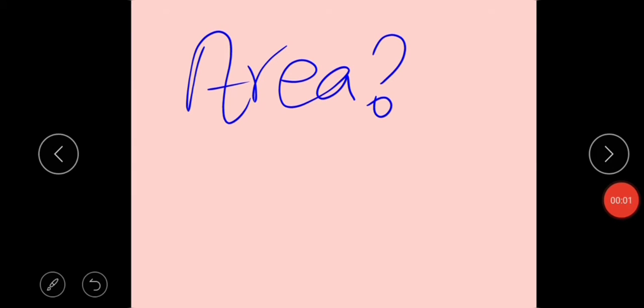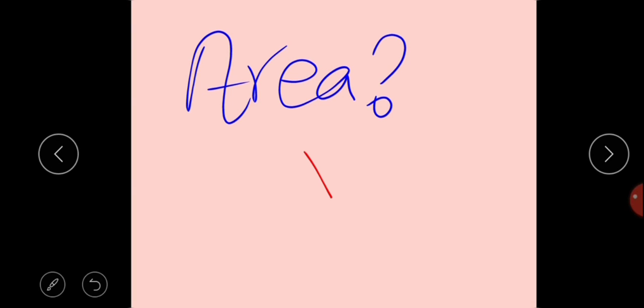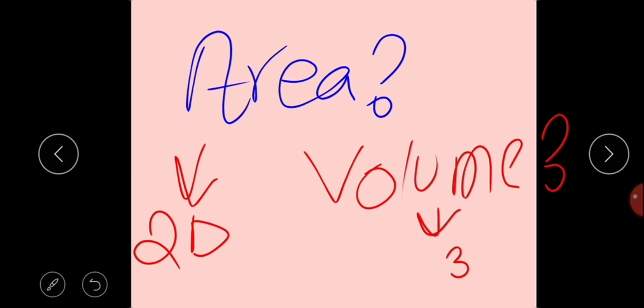So basically, we have another word as well, with the same meaning as area. Can you guess that word? Yes, you're right. It's actually the volume. So what is the difference between these two words? Area is mostly referred to for 2D shapes, and volume is referred for 3D shapes. Area is the space occupied by 2D shapes, whereas volume is the space occupied by 3D shapes.